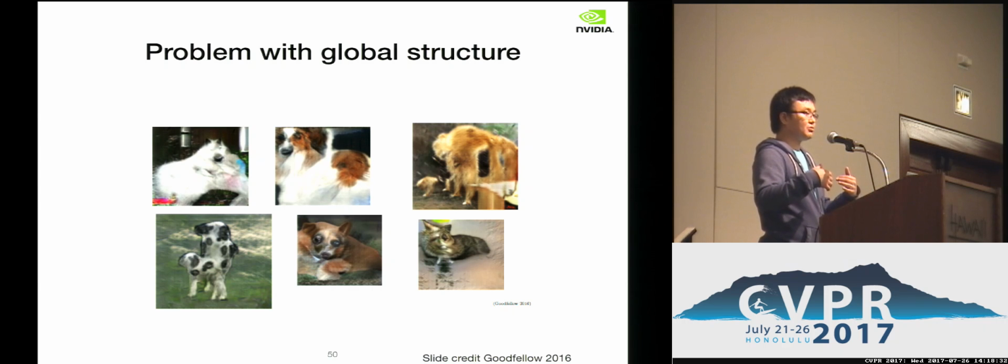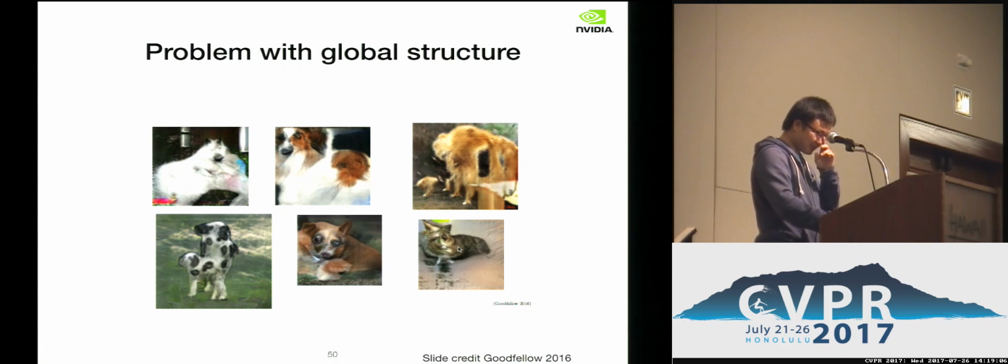Here, even for those modes we were able to recover, we still have certain problems. Usually the generated images lack global structure. For example, this is supposed to be a dog, but if you look at local patches, they really look like patches from dog images. But if you look at the entire image, it doesn't really look like a dog. I don't know what this is, and this is probably a cat.